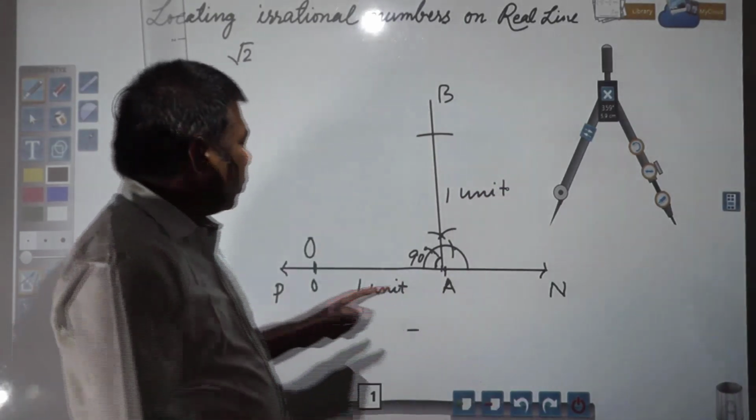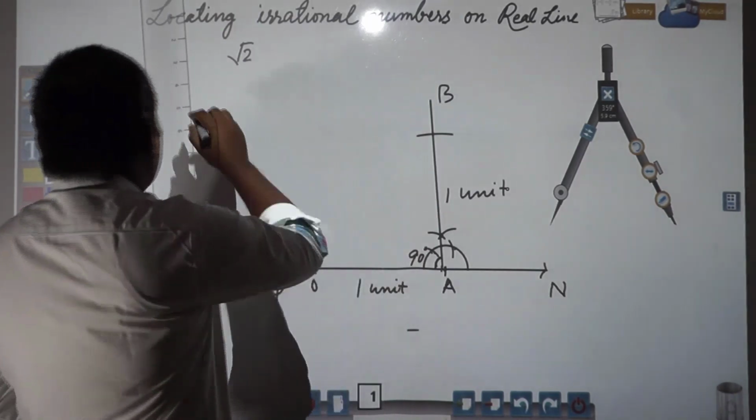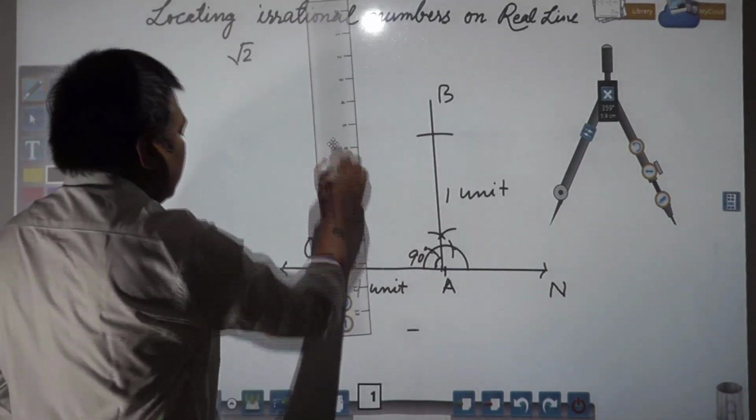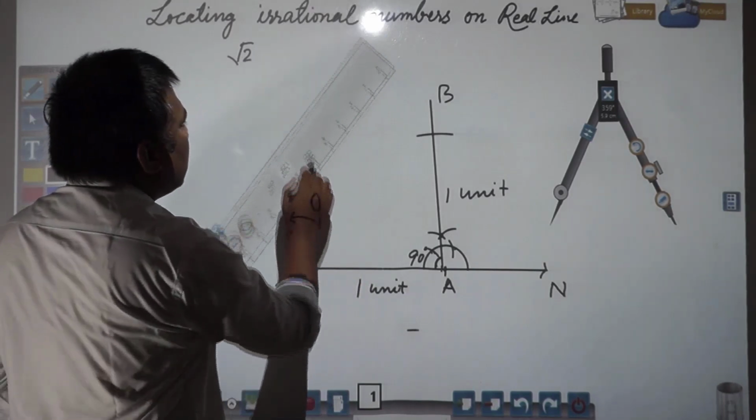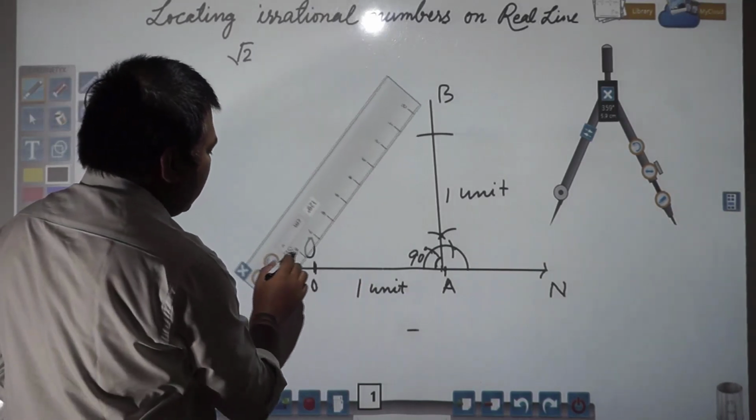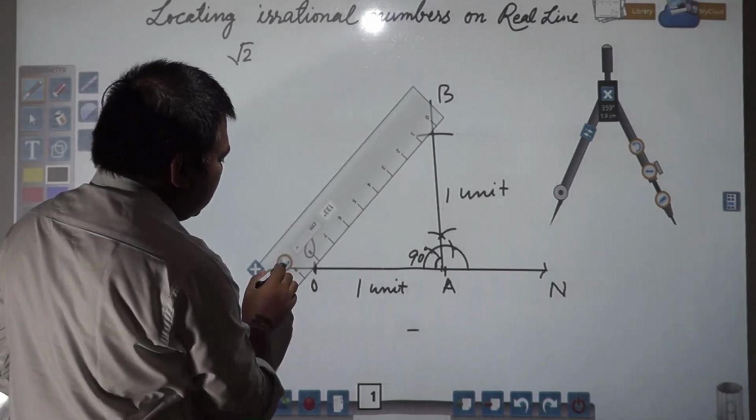Now what you need to do is join OB. You join that. This is required to be joined like this.